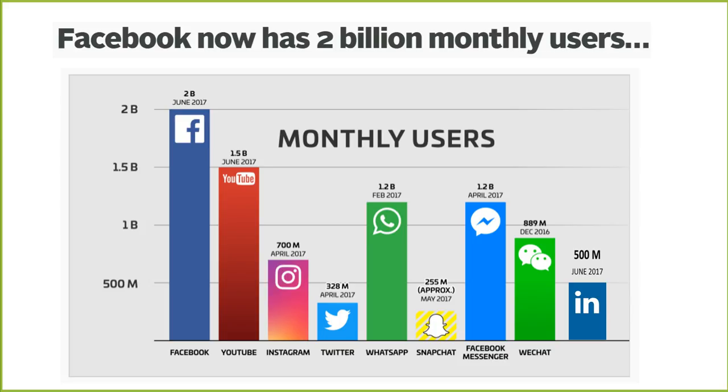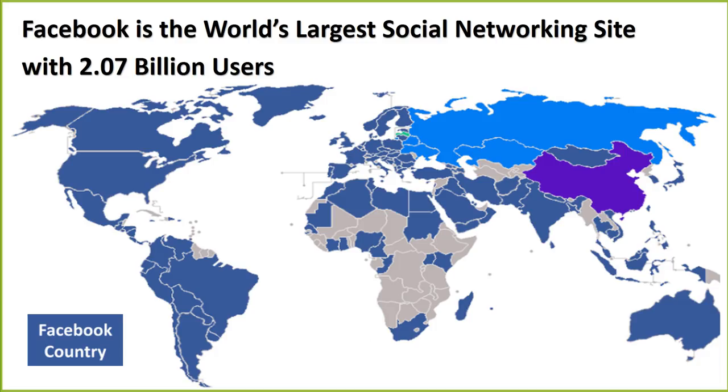Now, this is a snapshot of social networks back in June of 2017. LinkedIn had just announced they had 500 million users. Facebook announced they had 2 billion. But if you look at all the other social networks out there, only Facebook and LinkedIn have all 3 of these features. Facebook, well, they're the world's largest social networking site.